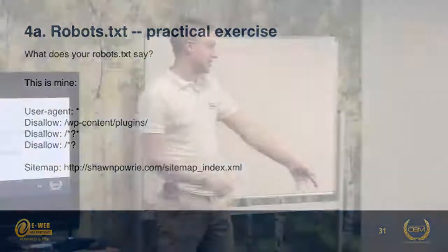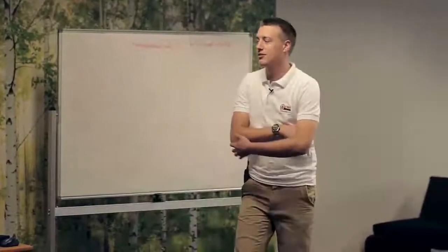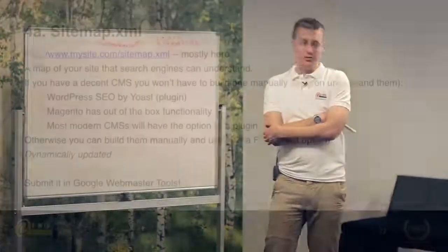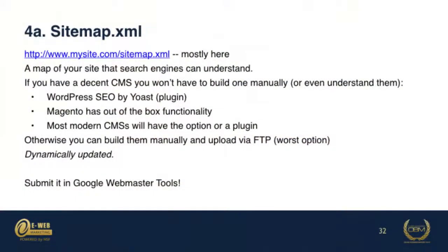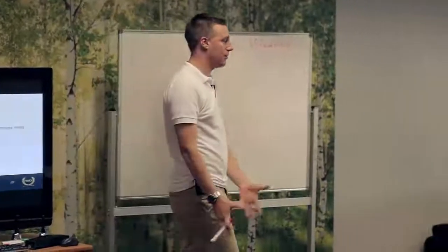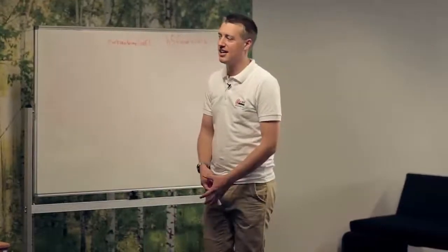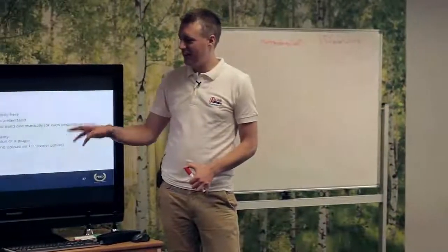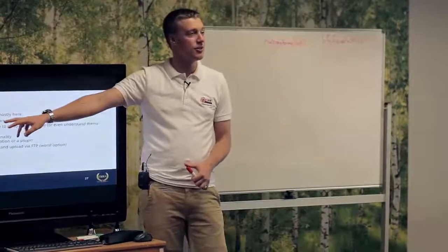All right, the sitemap is kind of what Sam was referring to. So sitemap.xml is a file, again, on a website. It's usually found on your website /sitemap.xml. And what it does is it gives a map of your website to Google that they can understand. I want to say that you don't have to understand how this file actually works.